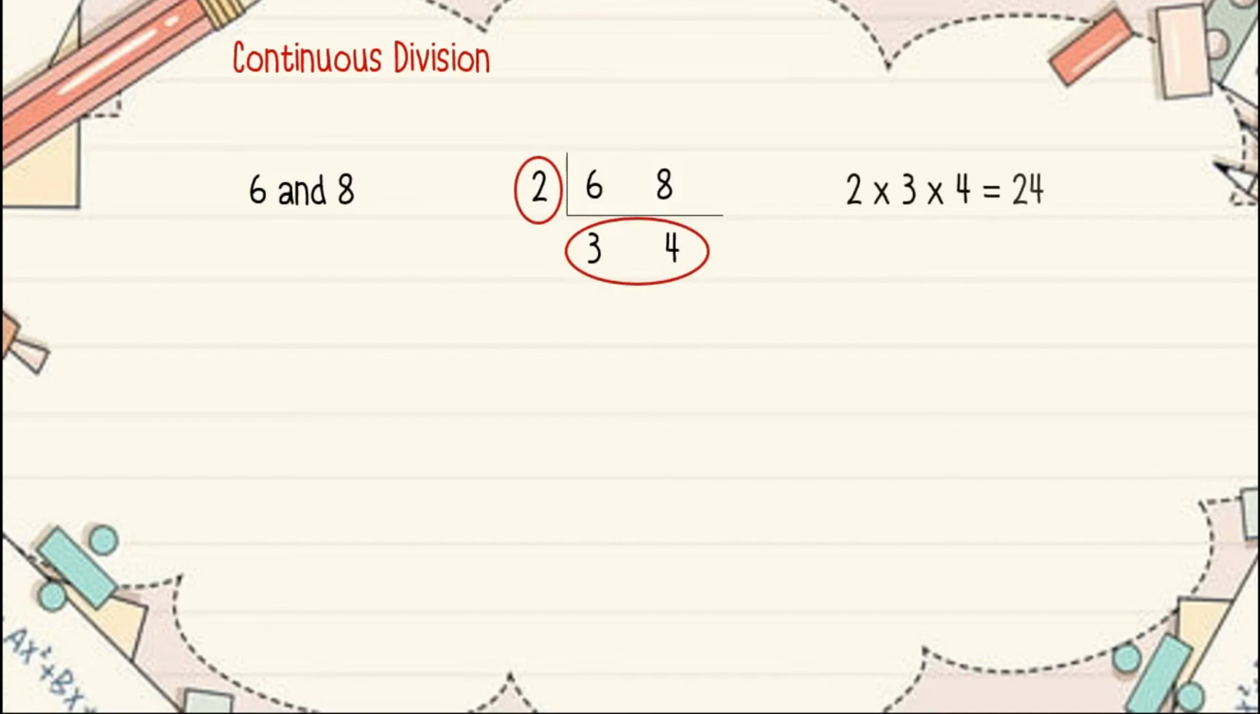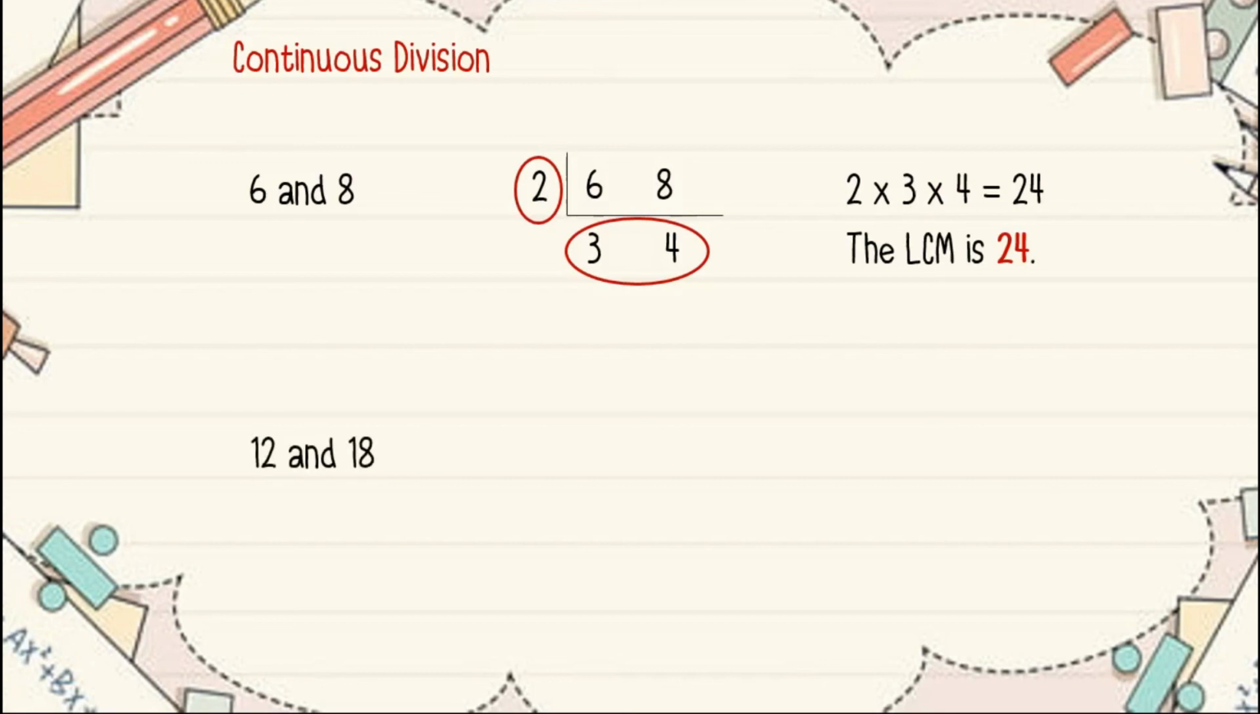So we're going to list all these numbers including the common divisor and the quotient. So we're going to have 2 times 3 is 6 times 4, which is equal to 24. Therefore, whether you use the listing method, the prime factorization method, or this continuous division method, you're going to obtain the same LCM, which is 24.